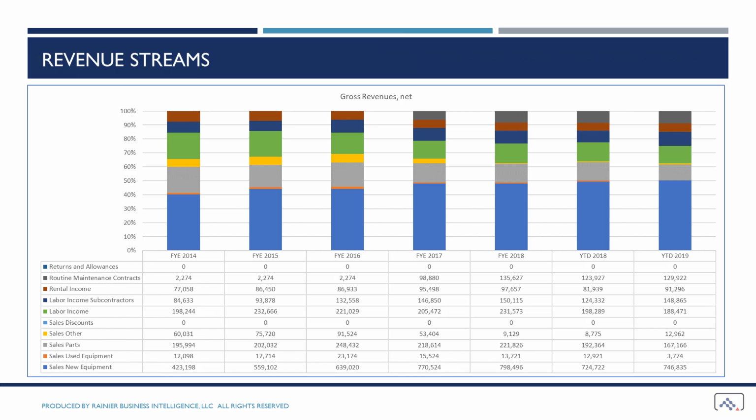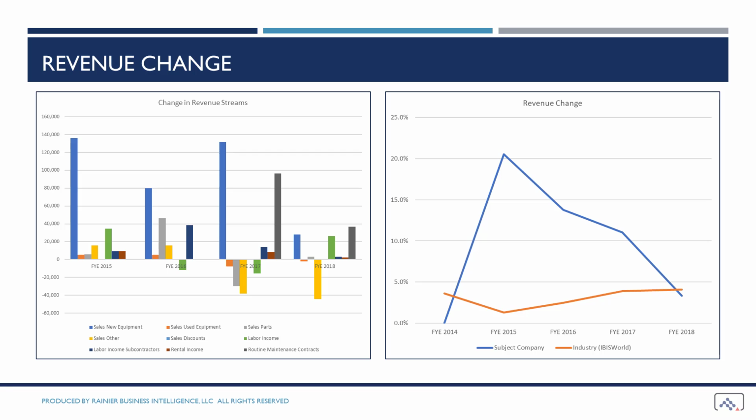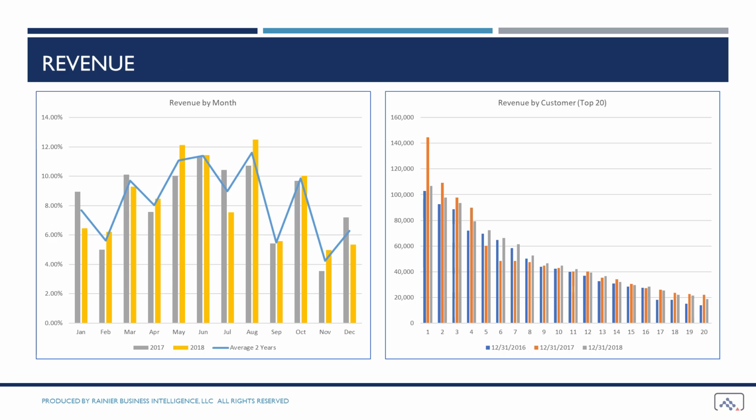We begin with considering the composition of revenue over time in each fiscal year and year-to-date period. Revenue change and growth reflect year-over-year performance. We can consider the seasonality of revenues in the fiscal year and the distribution of revenue among clients.